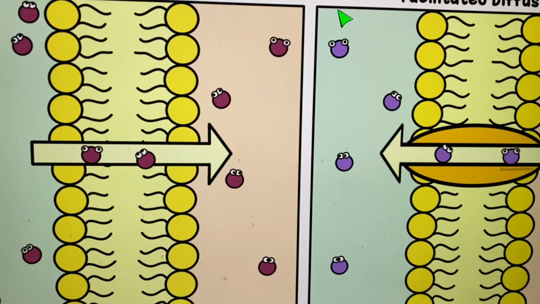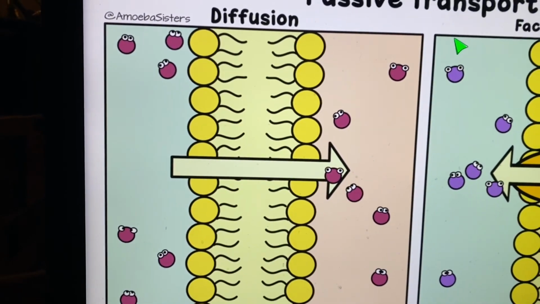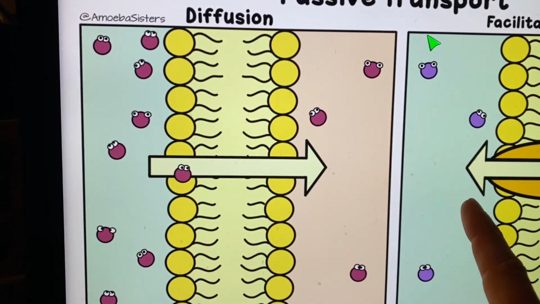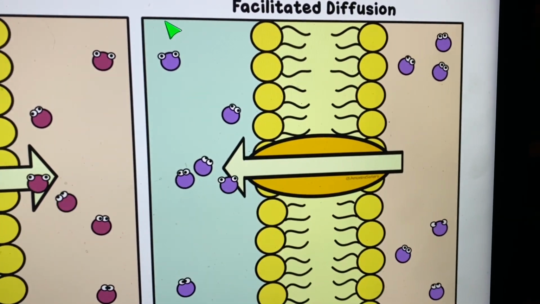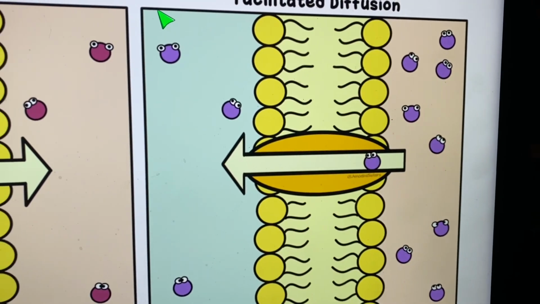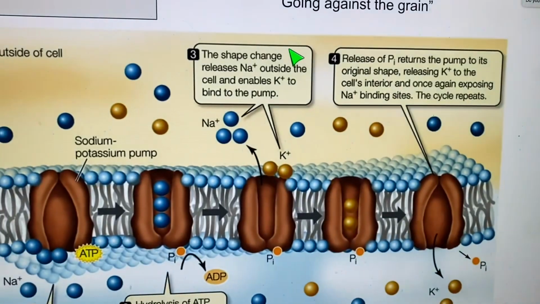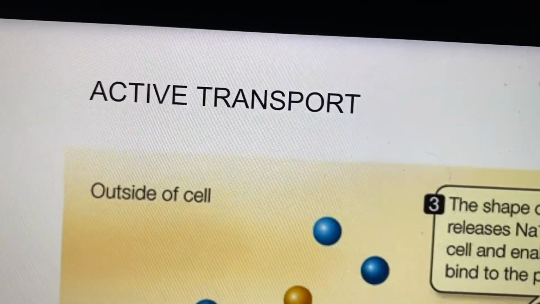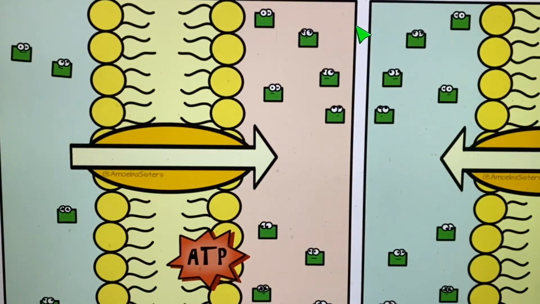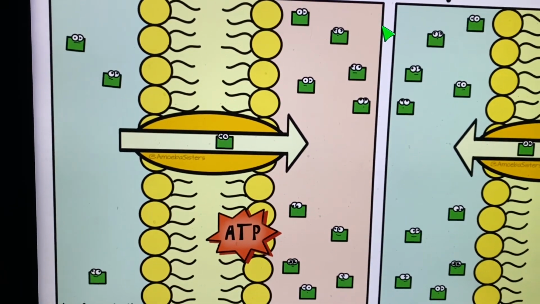So diffusion is just floating through the membrane. Facilitated diffusion is floating through the membrane with the assistance of a channel protein. If you want to go against the flow, well, then you need energy, and that's called active transport. And the energy that cells use is called ATP.